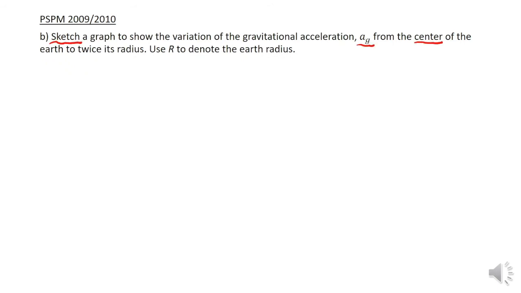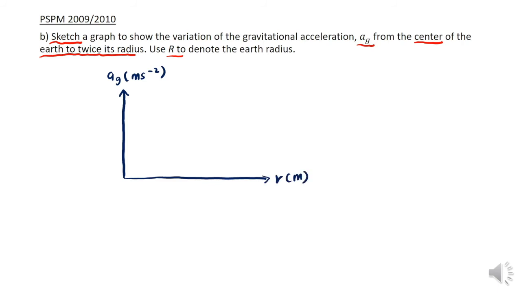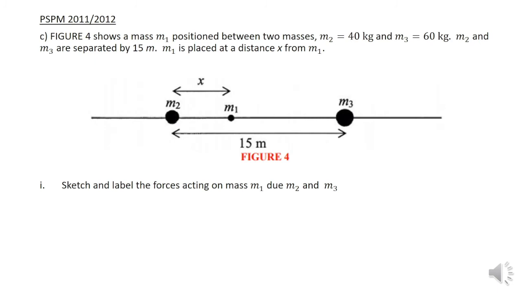Next, question B asks to sketch a graph to show the variation of Ag from the center to twice its radius. So sketch a graph of Ag against r, and make sure you write the unit for each of the axes. Inside the Earth, it is directly proportional, but outside of the Earth's surface, it is inversely proportional. Okay, so this is the method on how to sketch the graph.